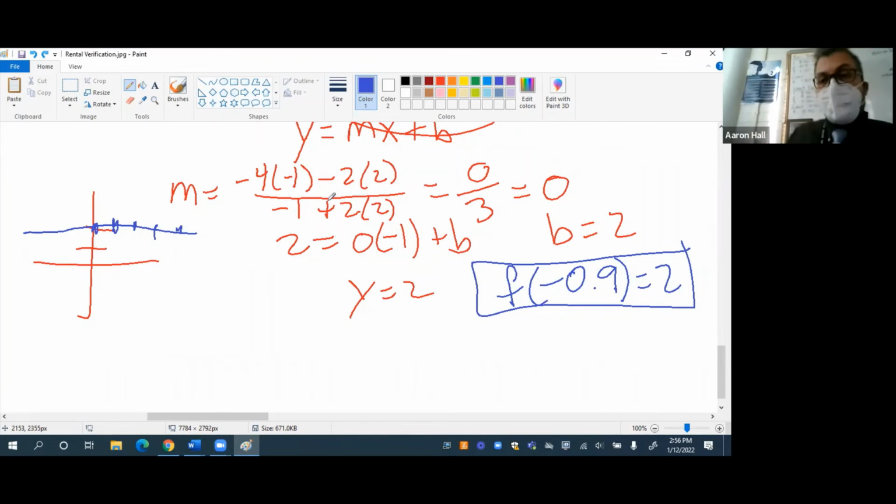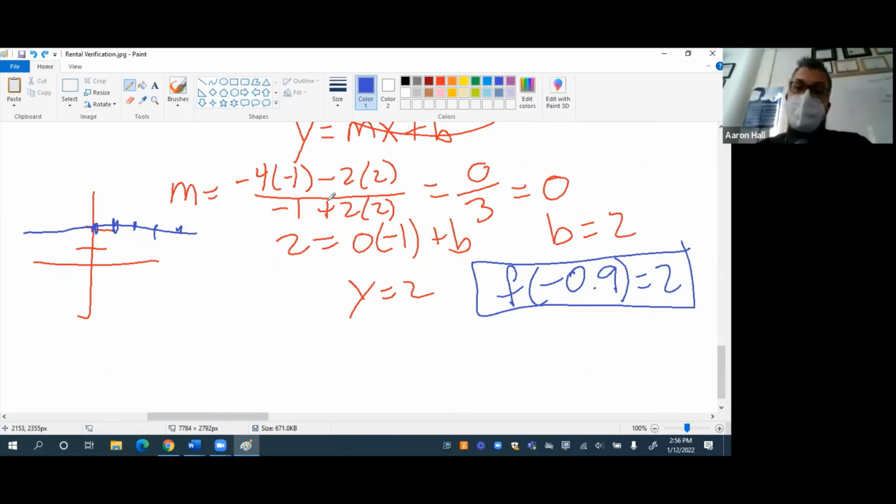Perfect. Finding the tangent line, the equation for the tangent line to approximate the y values for the original equation. Yep, correct. All right, let's do another one. This is an AP problem.